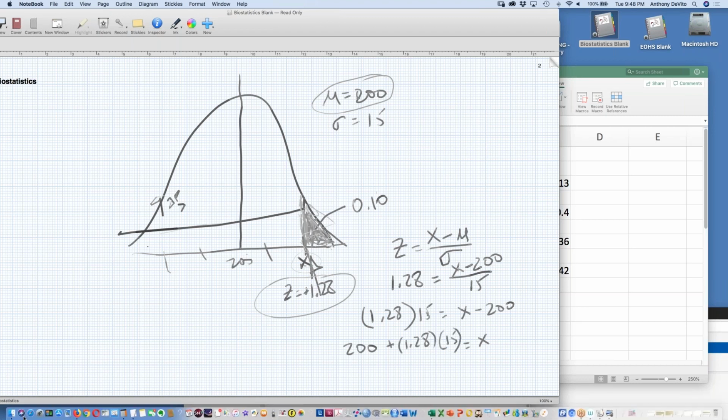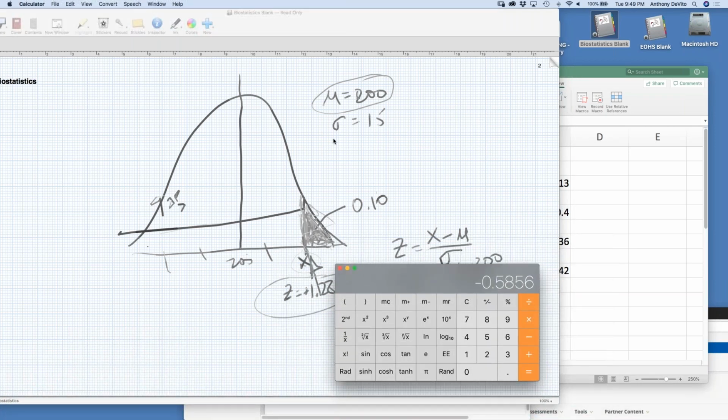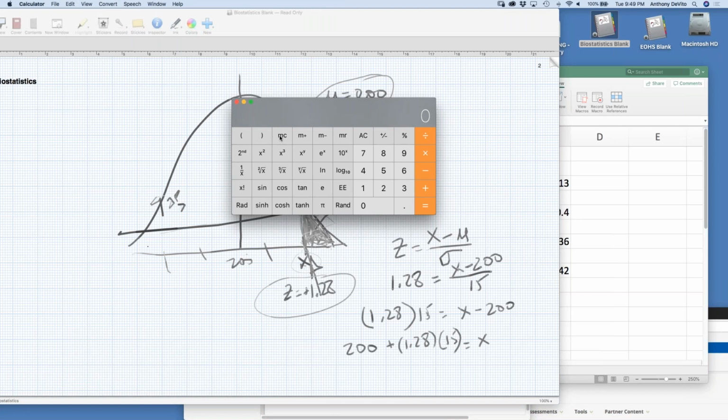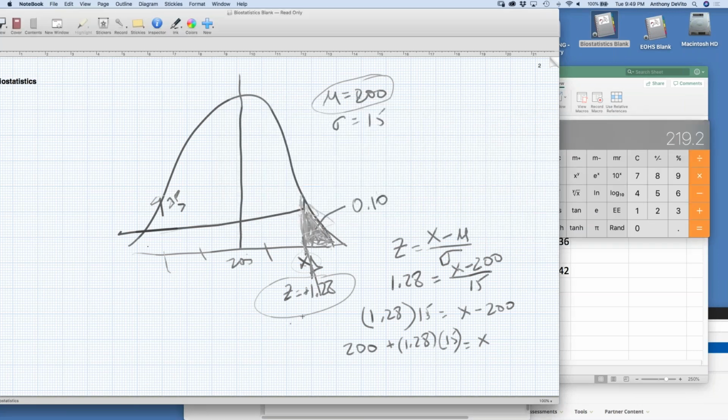I'll get my calculator out again. Okay, so the first thing I'm going to do, I'm going to clear this out. So 1.28 times 15 is equal to this, plus 200. So that value is 219.2. So I know that anyone who weighs more than 219.2 is in the top 10% of weights for this population.